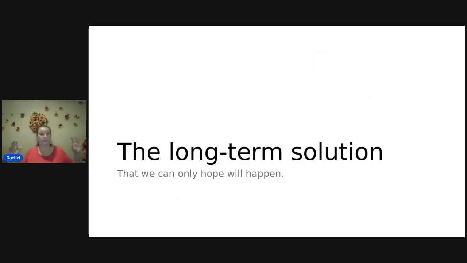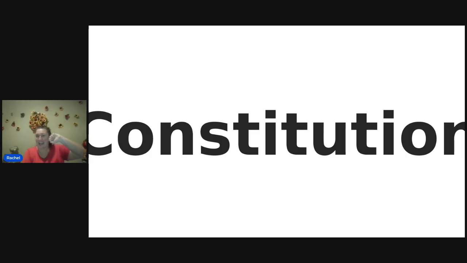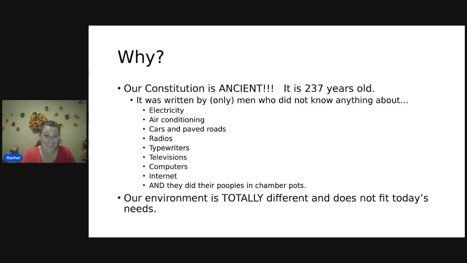Now, I'm going to end it with a long-term solution that has really nothing to do with Prop 50. But this is, to me, the proper solution if we are really, truly being honest. And we can only hope something like this happens. I don't think it'll happen within my lifetime, but it would be nice. And we need to get rid of something. We need to get rid of, okay, here's a controversial statement. We need to get rid of the Constitution. It needs to go.